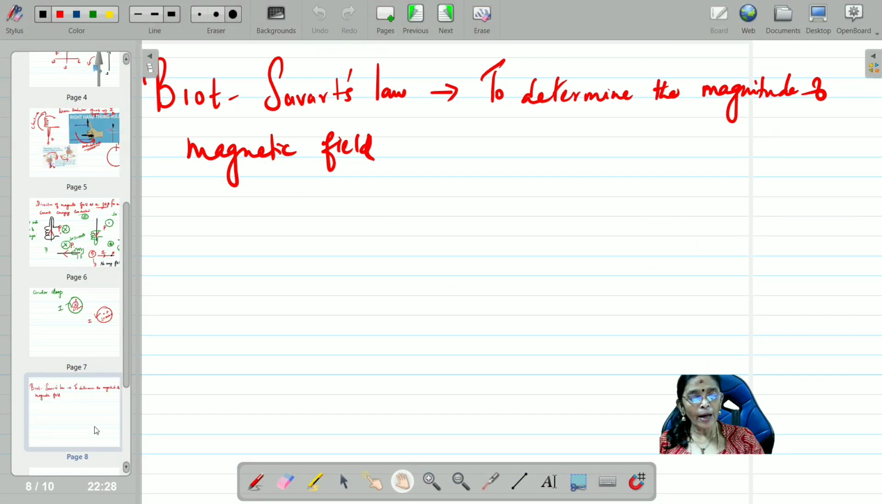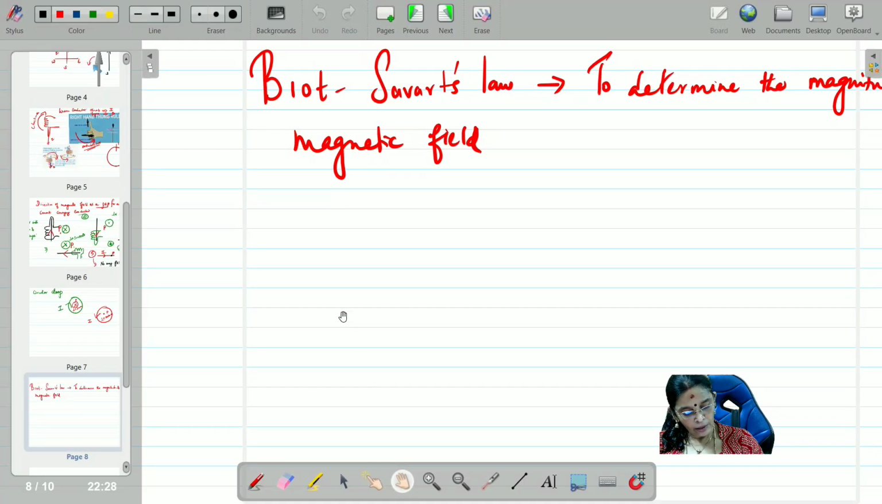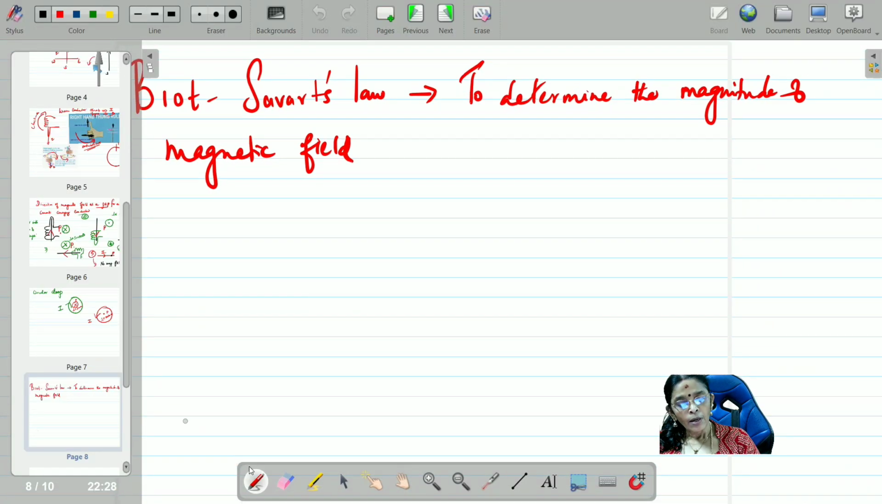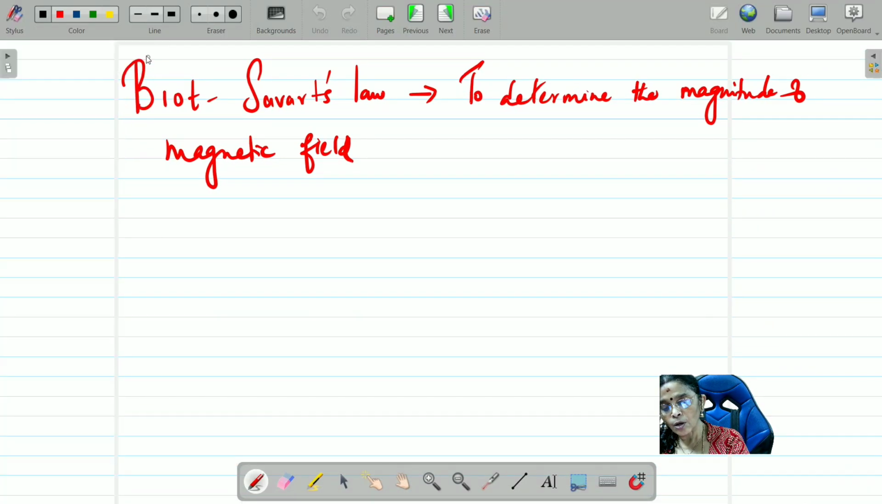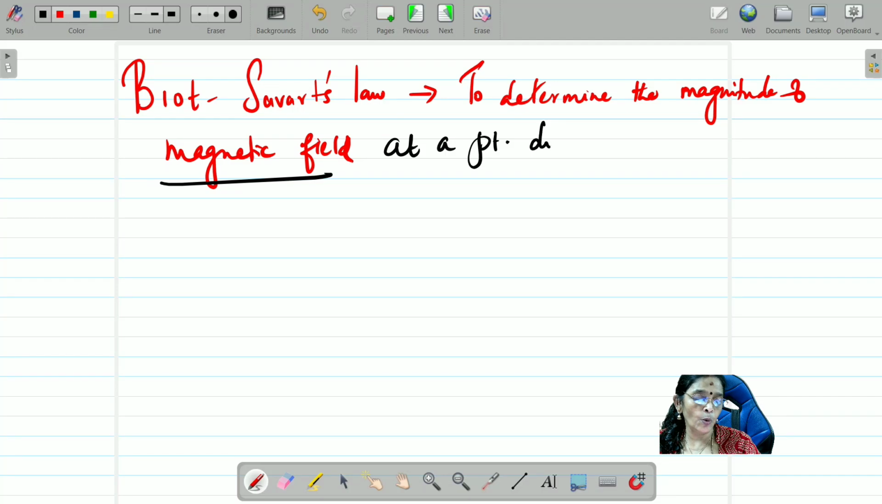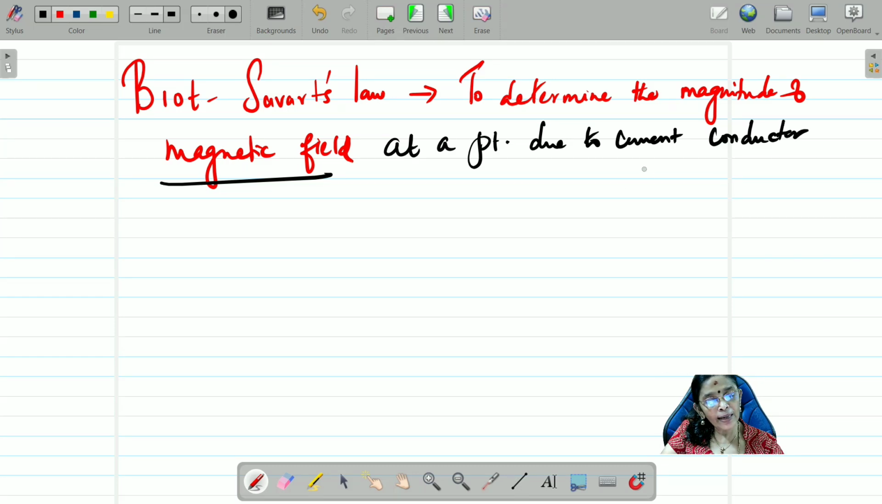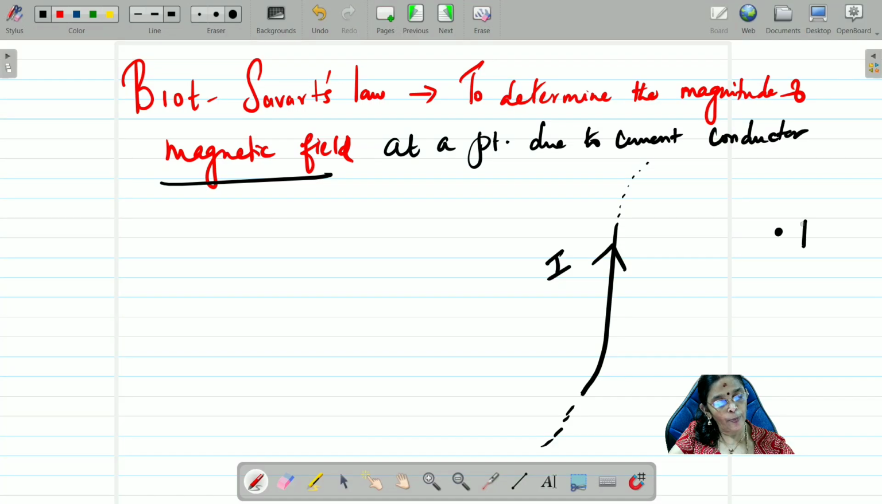Biot-Savart law to determine the magnitude of magnetic field at a point due to a current carrying conductor. I have taken an infinitely long current carrying conductor. Current is flowing in this direction. You have to find out the magnetic field at point P.